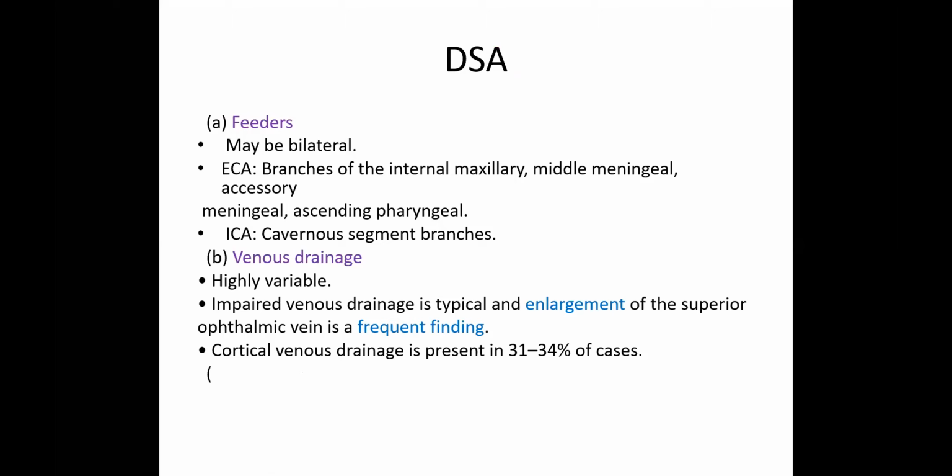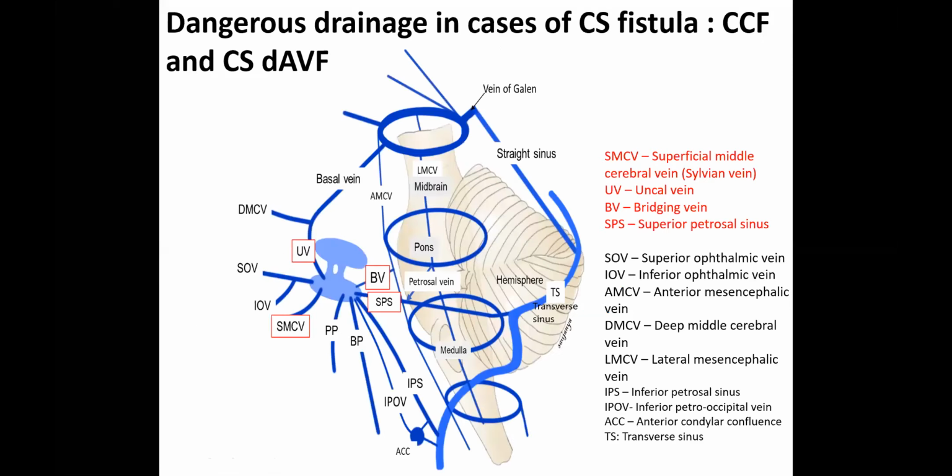in the selective DSA from ECA, we can find the branches of feeding artery like internal maxillary, middle meningeal, accessory meningeal, and ascending pharyngeal arteries, and also cavernous segment branches. Venous drainage is highly variable. Inferior venous drainage is typical, and enlargement of superior ophthalmic vein is a frequent finding. So we often see the chemosis that is due to the enlargement of the superior ophthalmic vein. And cortical venous reflux is present in 31 to 34% of cases.